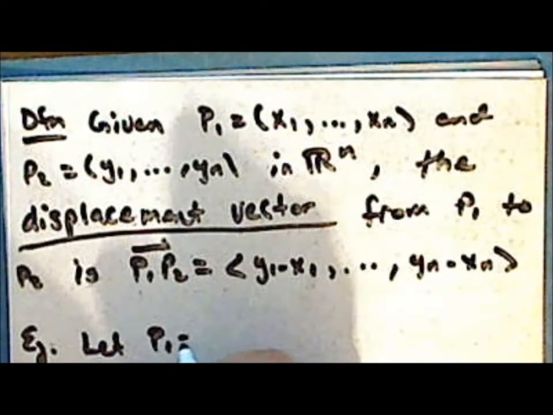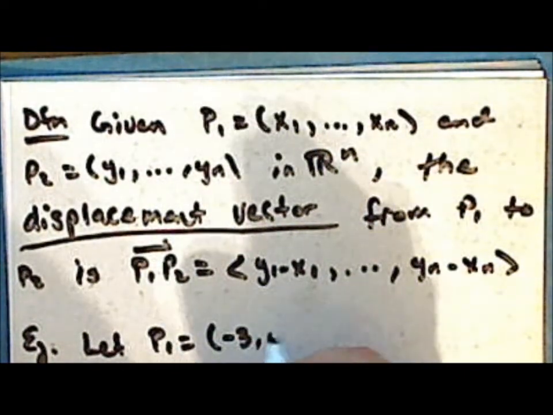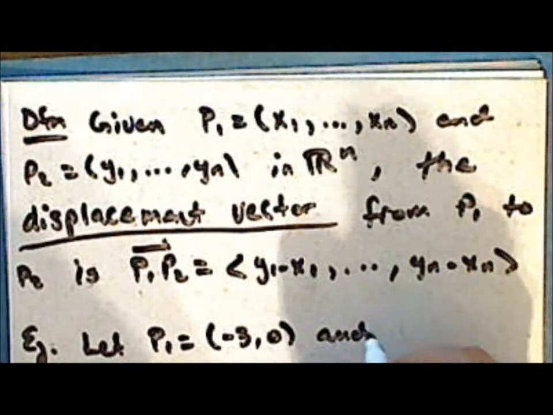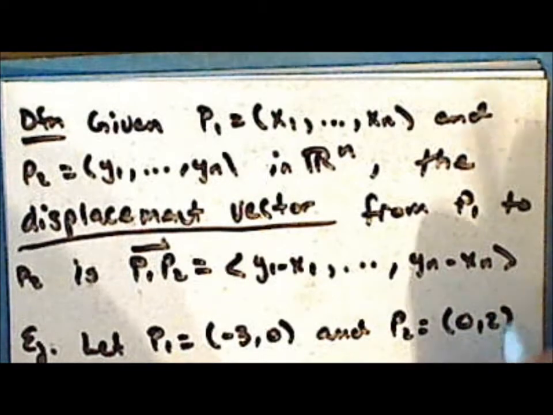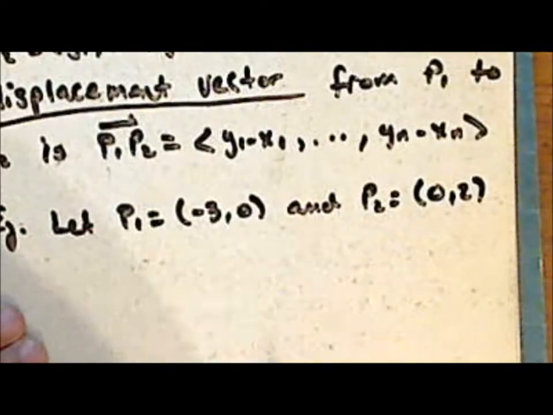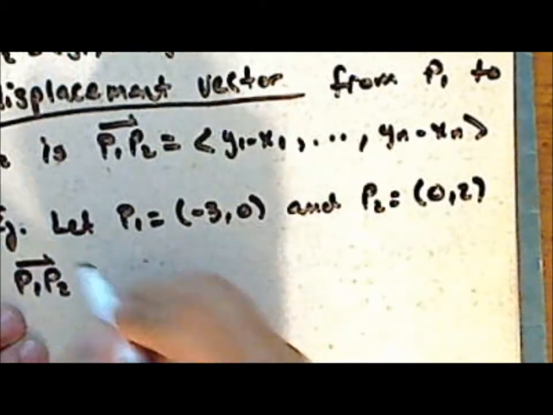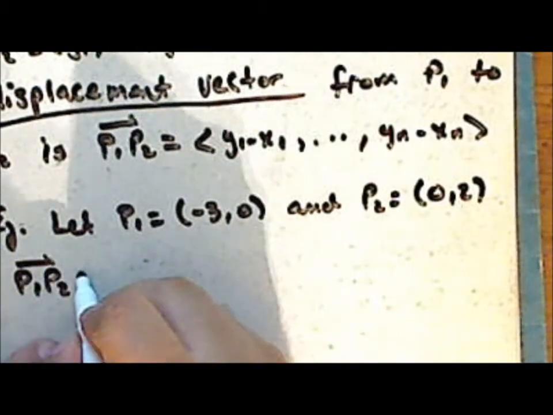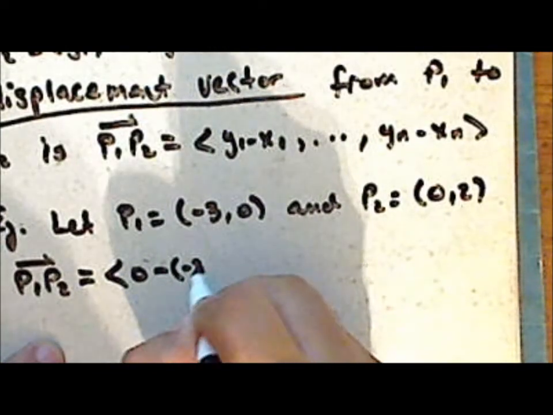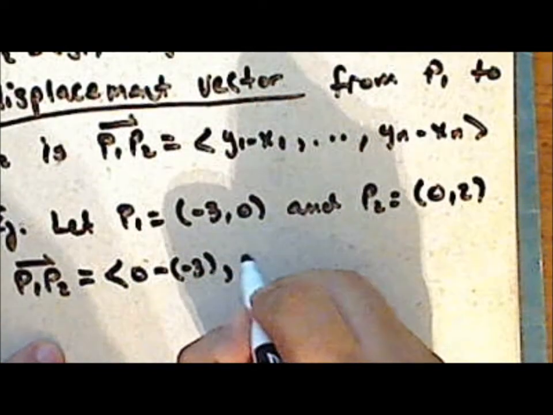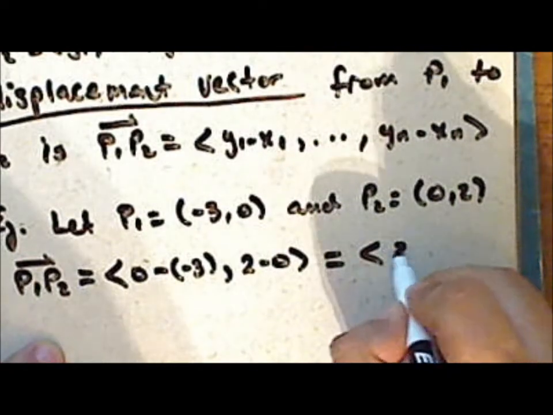Let the point P1 be the point -3, 0, and let the point P2 be the point 0, 2. Then the displacement vector from P1 to the point P2 is 0 minus -3 and 2 minus 0, and this is the vector 3, 2.